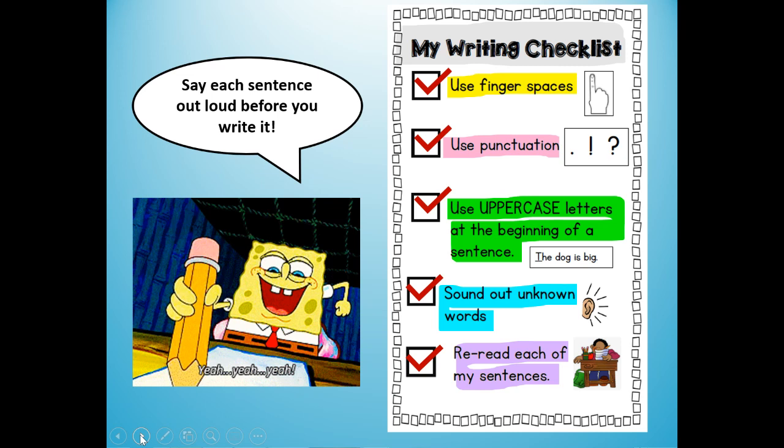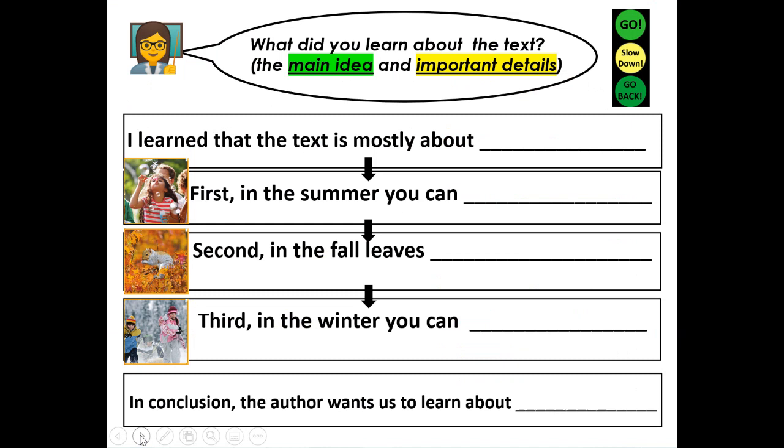So as you write, remember these things from our writing checklist. Say your sentence out loud. Use finger spaces between your words, punctuation, uppercase letters, sound out unknown words, and reread each of your sentences to make sure they make sense. All right, now I'm giving you your topic sentence. You do not need to write it. I learned the text is mostly about the four seasons. Now we're going to slow down and you're going to write three yellow sentences. So here's our first one.